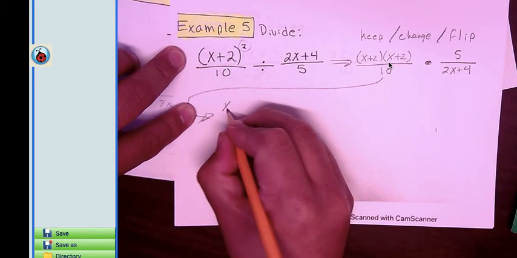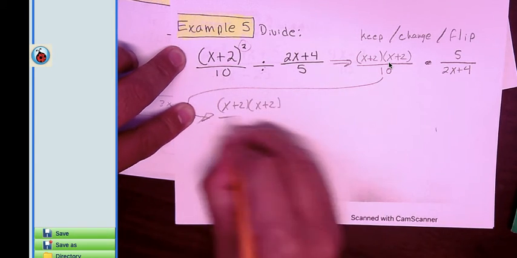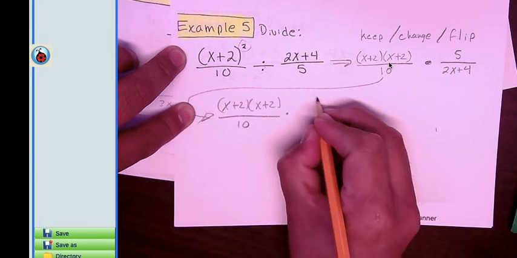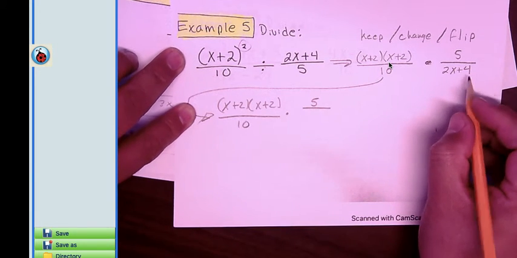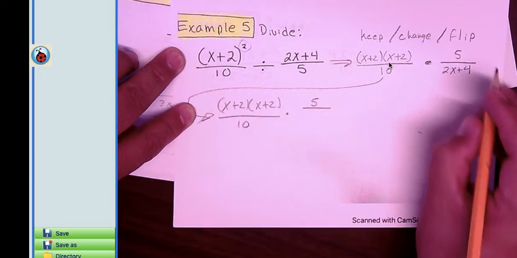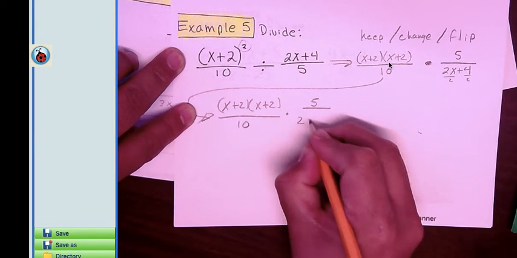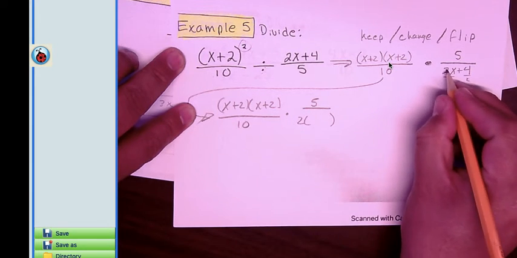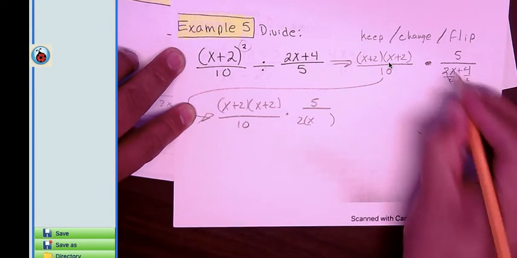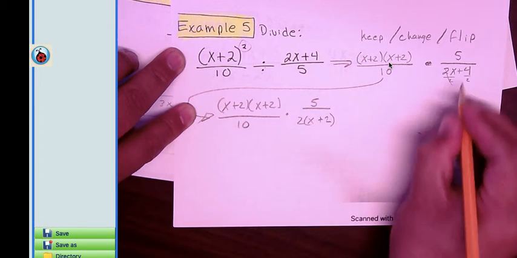So let me copy them again. Times 5. And then if you notice, every time you need to see if you can GCF or factor. We can factor 2 from this one. So you have a 2 outside, 2 over 2, you end up with 1x, 4 over 2 would just be plus 2. And then the GCF goes outside.